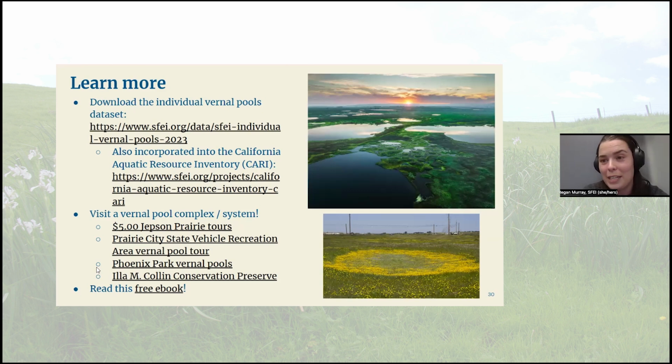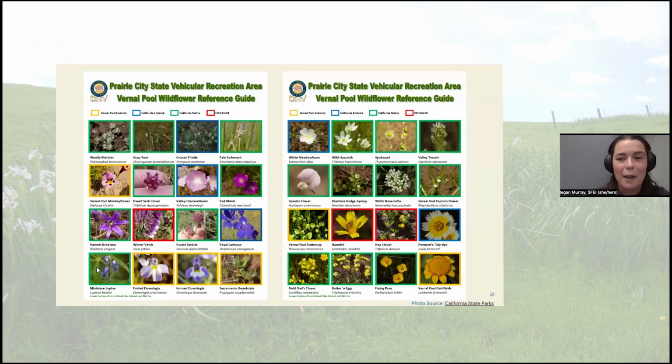Additionally, there's a great free ebook about conserving vernal pools in California written by John Volmar, and I've linked that here as well. And if you do decide to go see the vernal pools in person, I found these really fun vernal pool wildflower reference guides. This is just 2 screenshots, but they have a bunch of content that you can print out or pull up on your phone and bring with you when you're walking around all of these awesome parks.